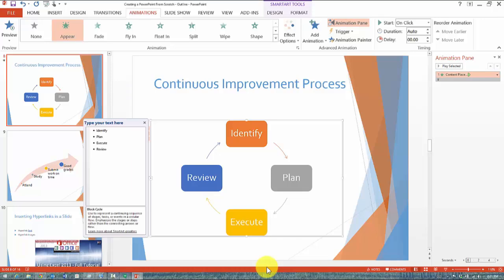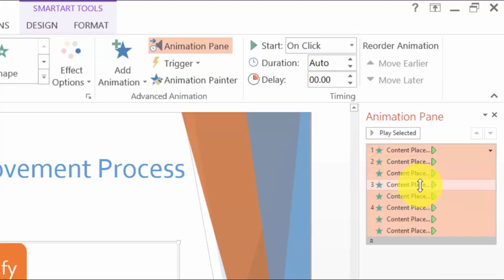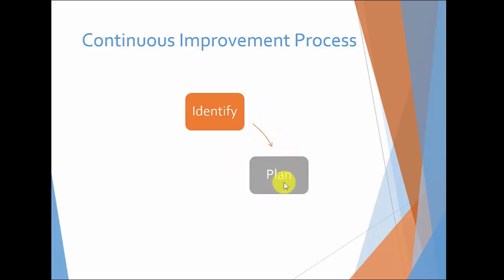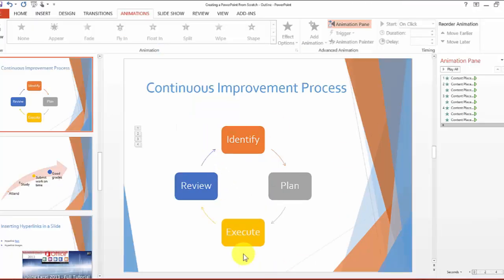In this case, let's present it so we have it one by one. And by the way, we can expand it here under the animation pane and see what's going to happen. Let's play it and present it. Now we have the part of our process is to identify it, and then the next stage is to plan and then to execute, and then to review it, and this is our continuous improvement process, and so on and so on. You kind of saw how those pieces are more effective when they are presented separately.